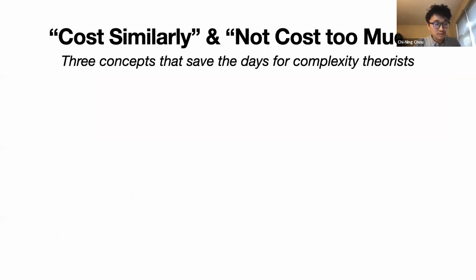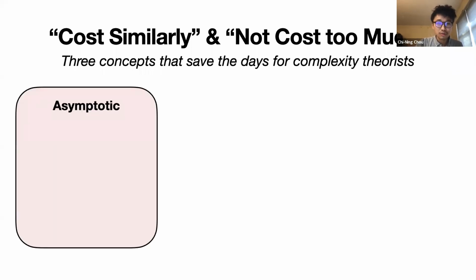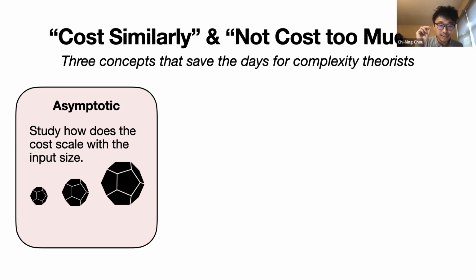Okay, so now, after convincing you of the importance of complexity classes, I probably have to say a few words on what I mean by costing similar computational resources and not costing too much. When I say similar, I mean similar in the asymptotic sense. Rather than focus on a specific problem, we think of a problem as a family of problems on different input sizes.